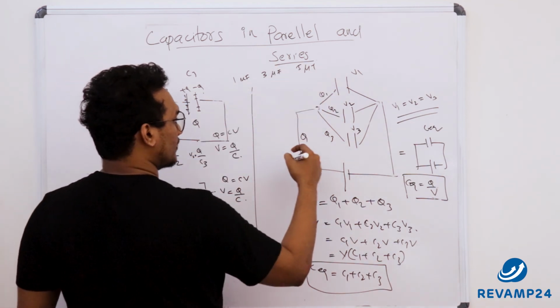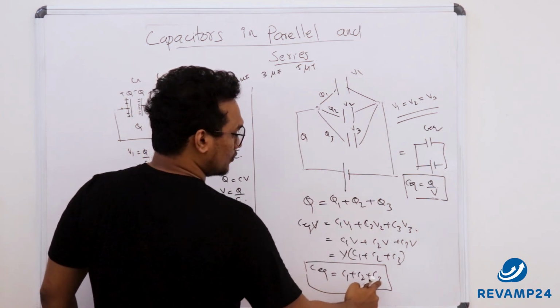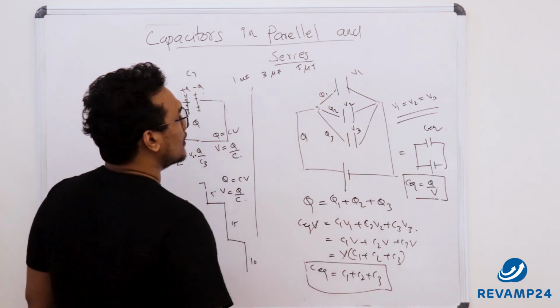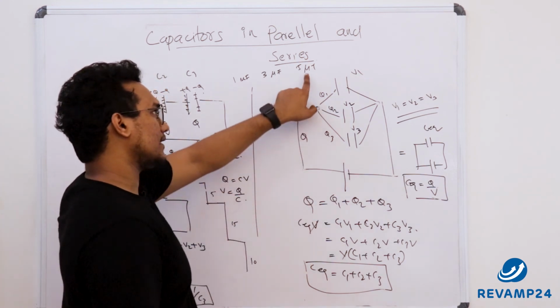Just substitute the values here. As per the equation, C1 plus C2 plus C3: 1 plus 3 plus 5, which is 9. So 9 is greater than 5.